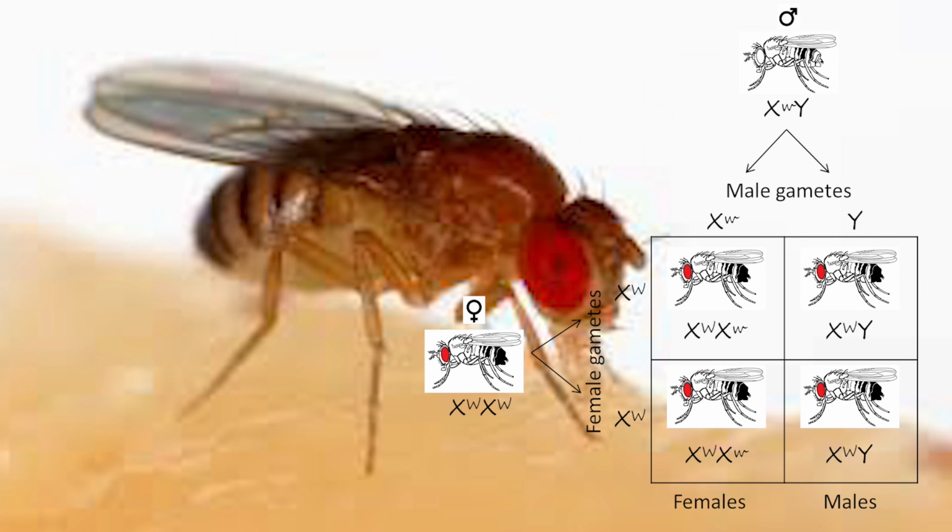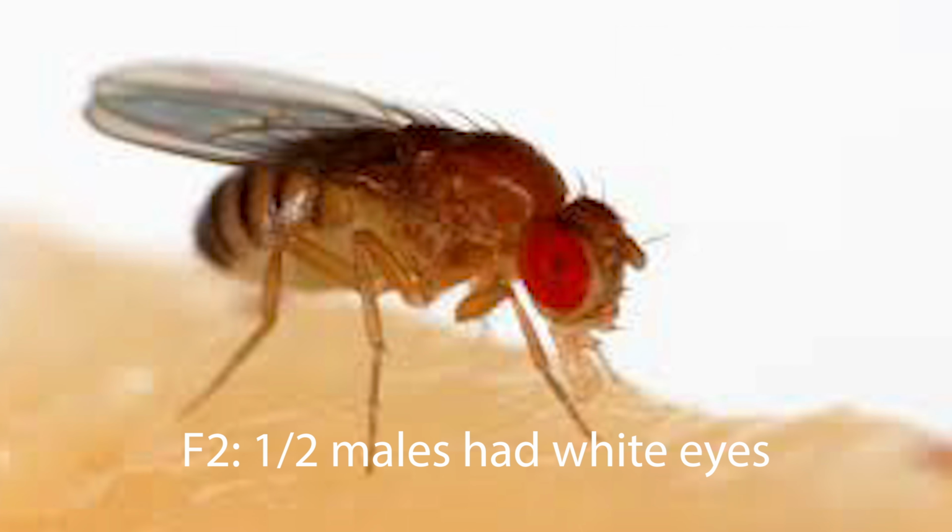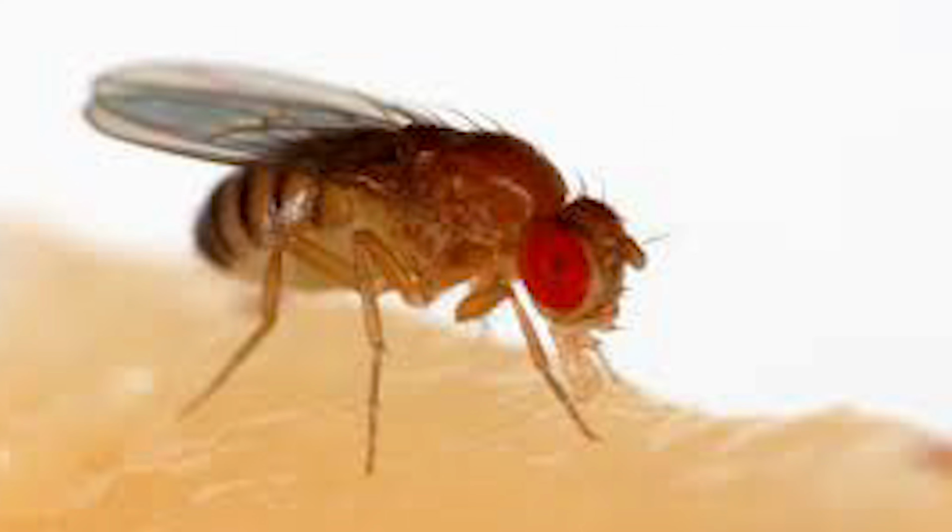So he was interested about this white eye, and he decided to cross pure breeding red-eyed females by pure breeding white-eyed males. The F1 generation all had red eyes, showing that red is the dominant type to white. However, the F2 generation exhibited a very interesting pattern in that only the females had red eyes, but half of the males had white eyes. This was different than what he had expected.